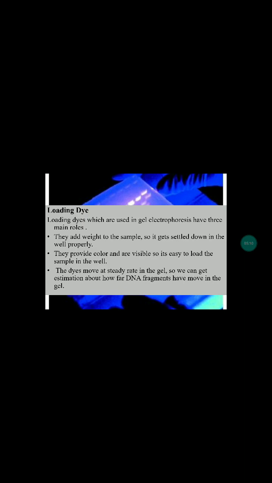Loading dye. Loading dyes which are used in gel electrophoresis have three main roles. They add weight to the sample so it settles down in the well properly. They provide a color and are visible, so it is easy to load the sample in the well. The dyes move at a steady rate in the gel, so we can estimate how far DNA fragments have moved in the gel.